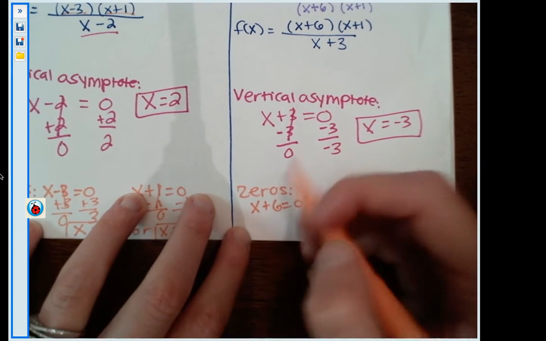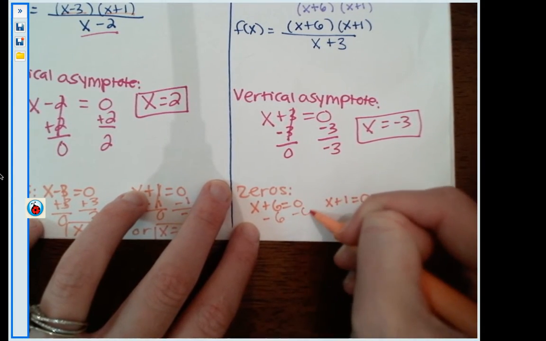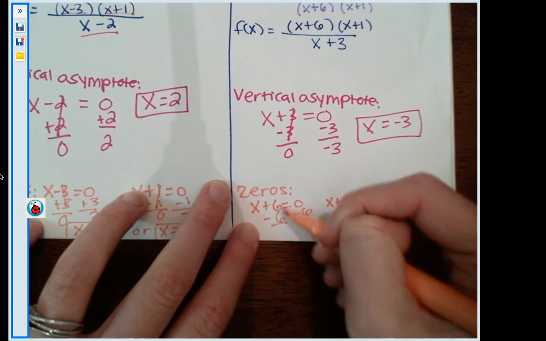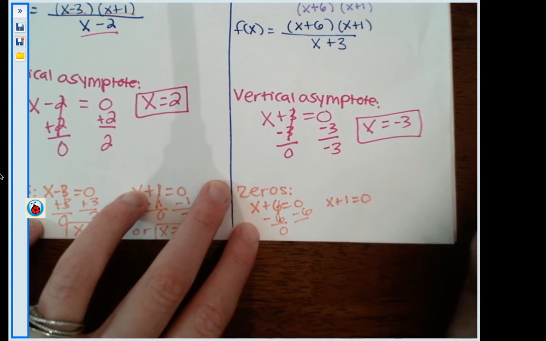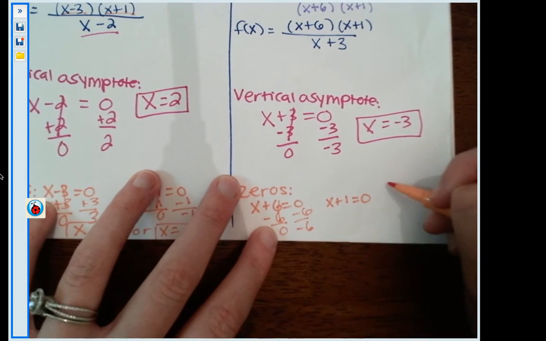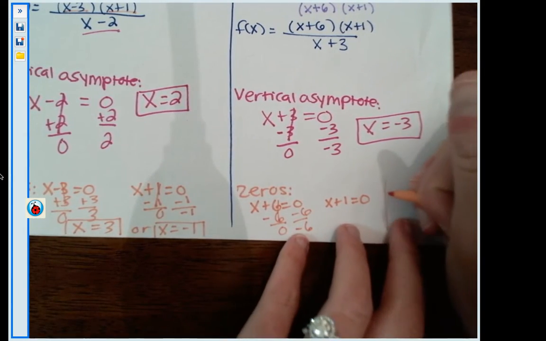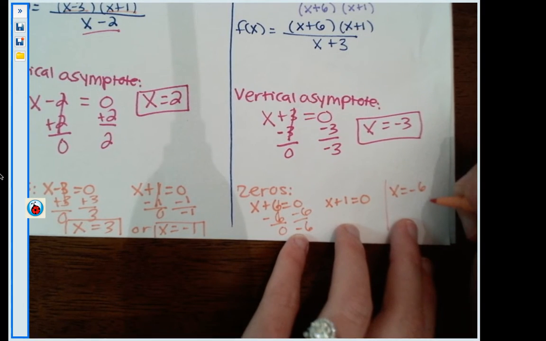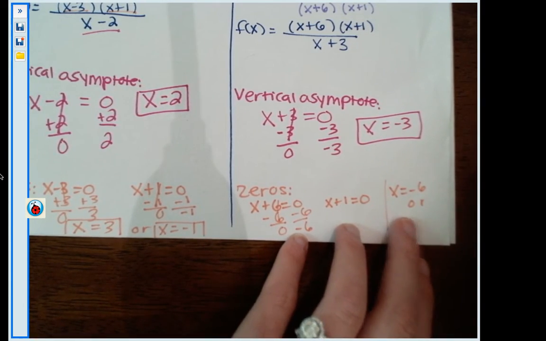Alright, let's do this thing. The way we move positive 6 to the other side is by subtracting it on both sides. 6 minus 6 cancels and turns to 0. 0 minus 6 is negative 6. So one of our zeros, I'll write it over here since I'm kind of out of space, is x equals negative 6. Let's see what the other one is.